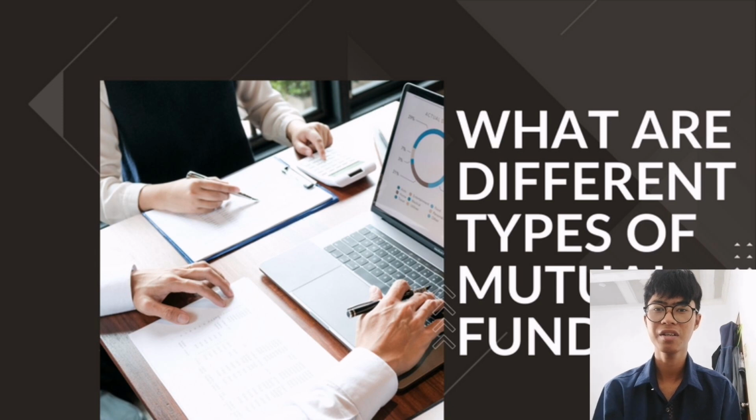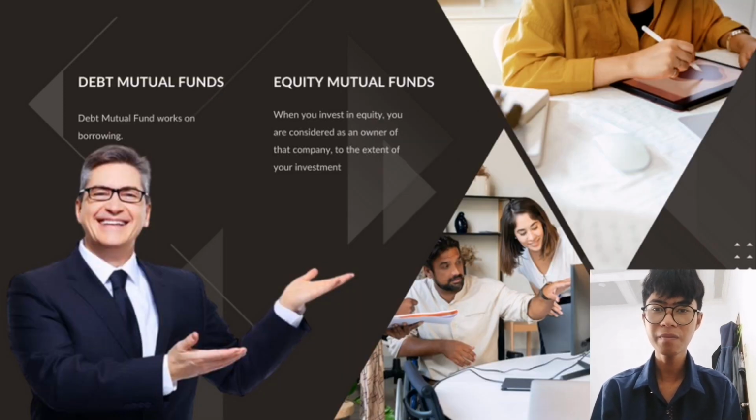Types of fund: A. Debt mutual fund. Debt mutual fund works on borrowing. So what are the conditions that are usually laid down when one borrows? Number one, reasonable assurance that the principal investment will be returned. Number two, the interest that will be generated based on the rate of interest, also known as the coupon rate. Number three, tenure or the time over which the principal will be returned.